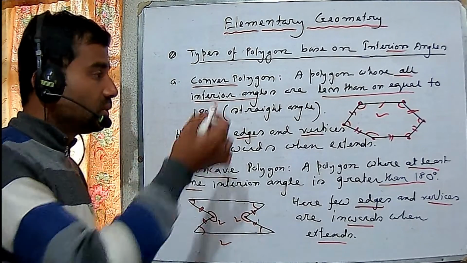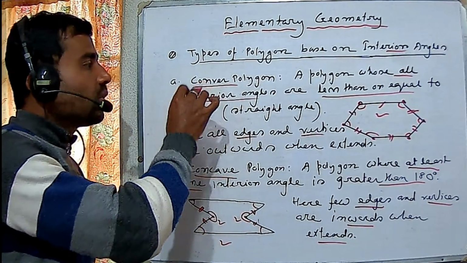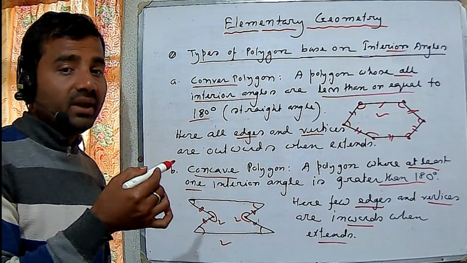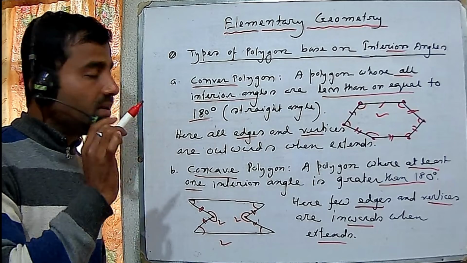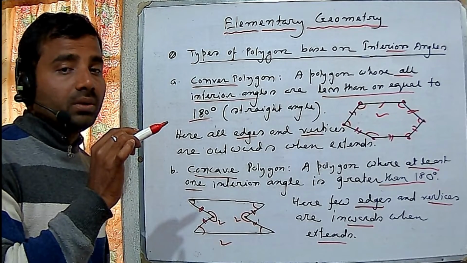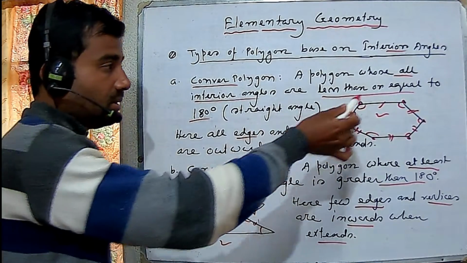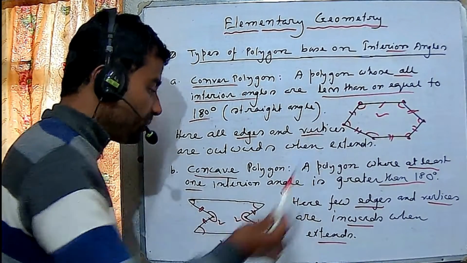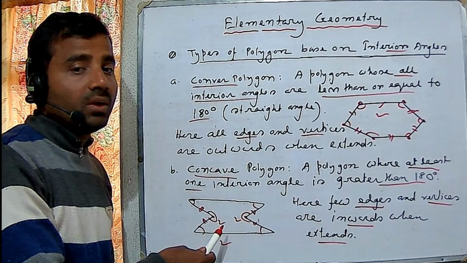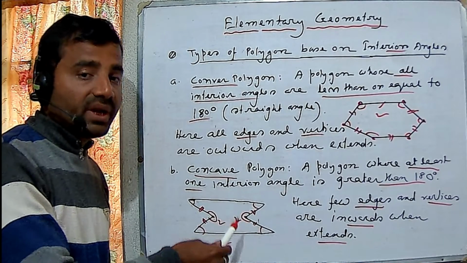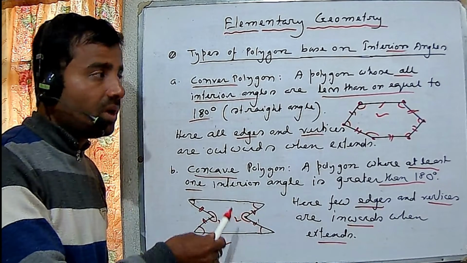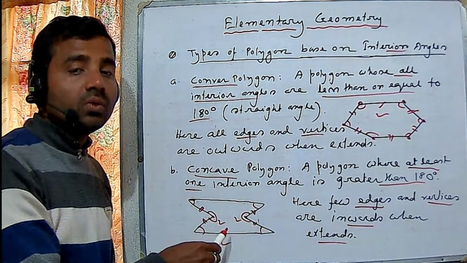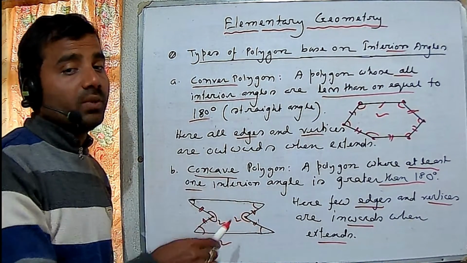If we consider those two categories, convex polygon and concave polygon, simultaneously, we can find that the basic differences are: in one, the interior angle will always be less than or equal to 180 degrees. Here a few interior angles, or at least one interior angle, will be greater than 180 degrees. Here all edges and vertices will be outwards. Here a few edges and vertices will be inwards.